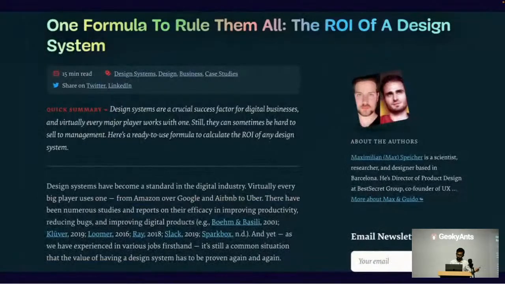I found out about a formula for calculating ROI of a design system. I didn't know it was possible, but maybe it's a good thing because now you might be able to pitch design systems with some quantitative data backing you up.